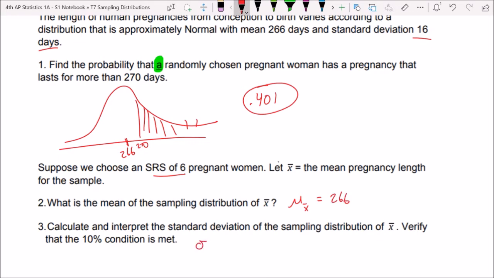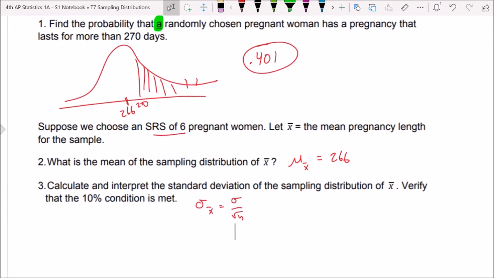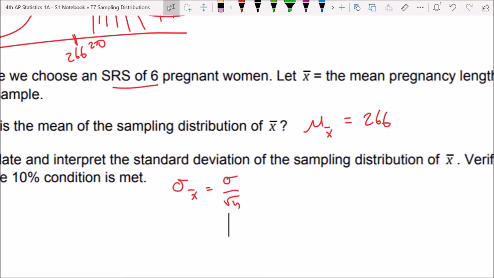The standard deviation is sigma over the square root of n. And they gave us both those values. Okay, we're sampling with a sample size of 6, and they told us up above that the standard deviation of the population is 16. So 16 over the square root of 6, and let's just go ahead and type that right in the calculator. So 16 divided by the square root of 6 is 6.532.